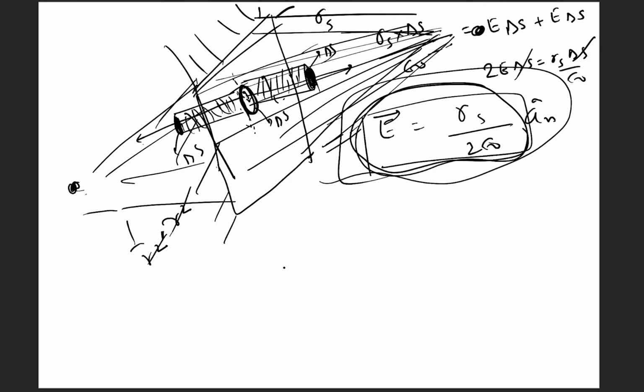On the left hand side the direction of the field will be like this, on the right hand side the direction of the field will be perpendicular to the sheet. So in both cases the field will be perpendicular to the sheet. So this is the application of Gauss law. Now let us see what happens if there are conductors. That we will see in our next lecture.